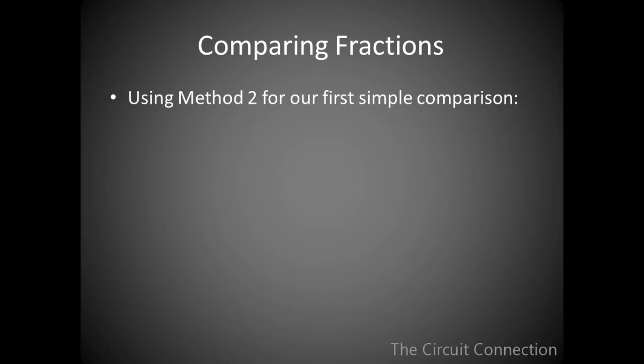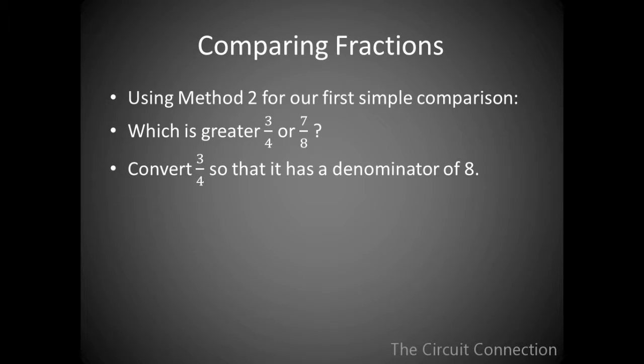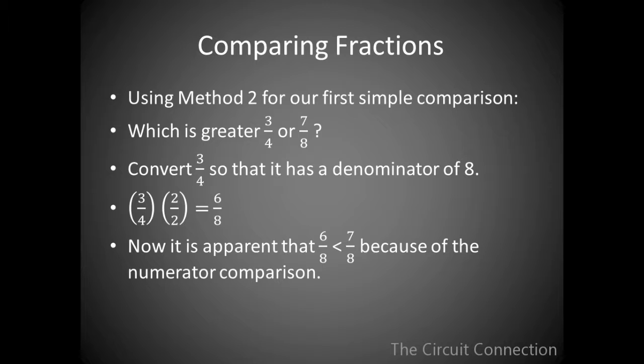Now we're going to use method 2 for our first simple comparison and see how it does on that. Which is greater, 3 over 4 or 7 over 8? Convert 3 over 4 so that it has a denominator of 8. That gives us 3 over 4 is equal to 6 over 8. Now it is apparent that 6 over 8 is less than 7 over 8 because of the numerator comparison. So that means that 3 over 4 is less than 7 over 8.